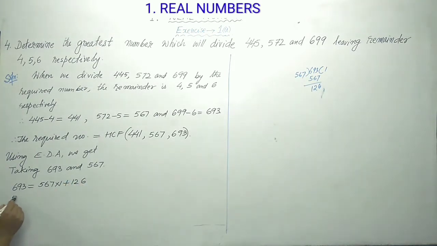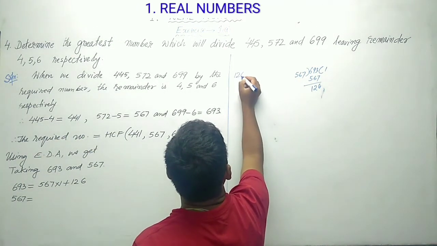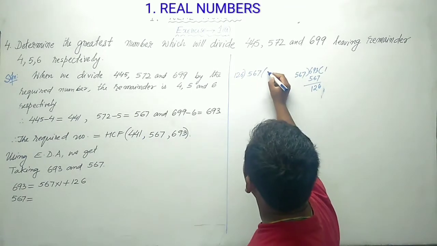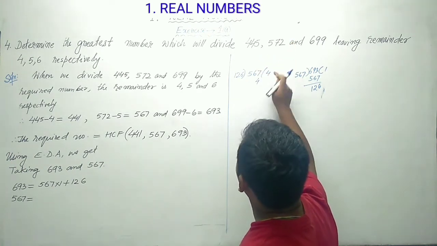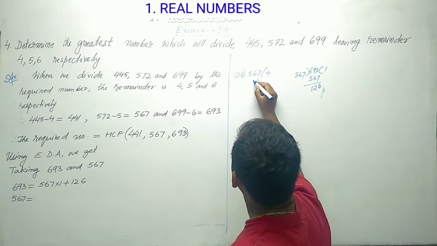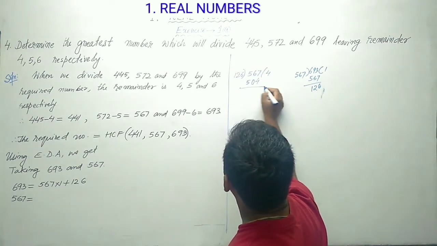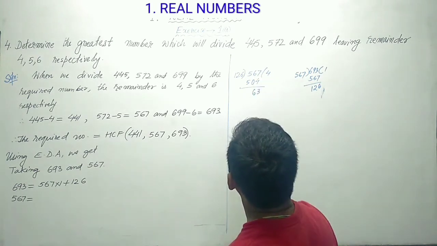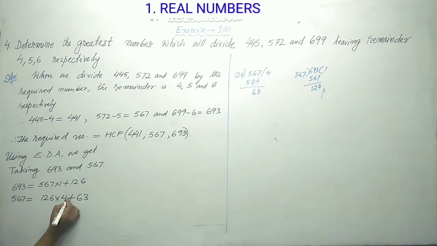Divide 567 now with 126. That is, 126 will divide 567. 126, let us do 4s. 4 6s are 24, carry 2. 4 2s are 8 plus 2, 10. Carry 1. 4 ones are 4 plus 1, 5. You have 7 minus 4 is 3, 6. So this can be written as 126 into 4 plus 63. The remainder is not yet 0.